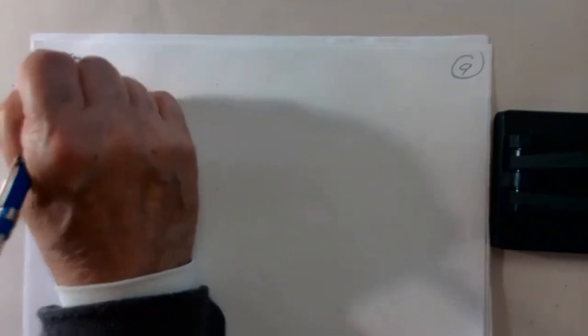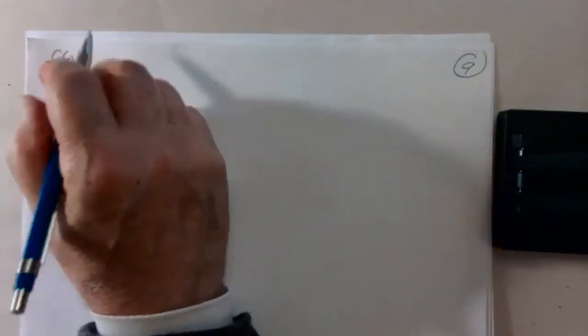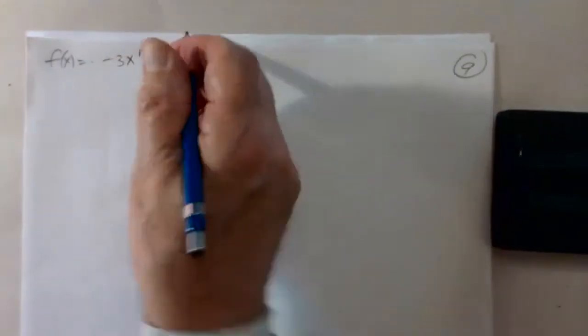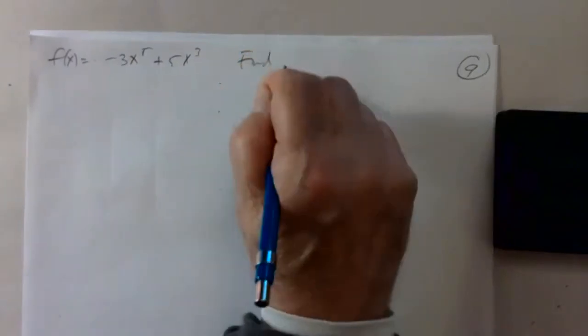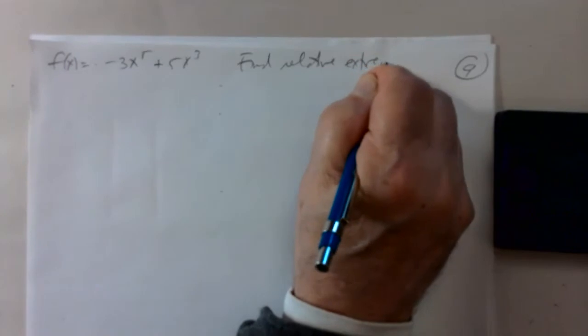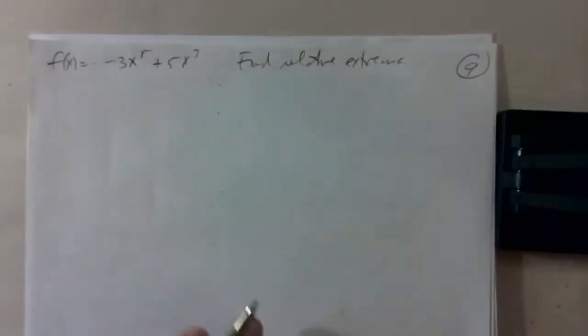So we'll do one example, and then we're going to quit for the day. Suppose f of x is minus 3x to the fifth plus 5x cubed. And we want to find the relative extrema. That means the relative minima and maxima.